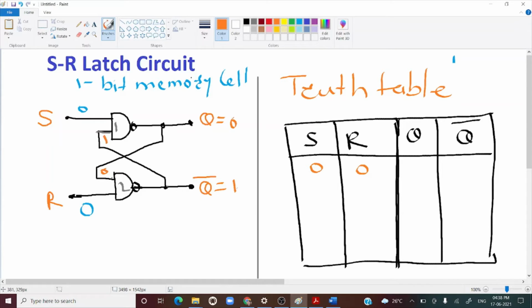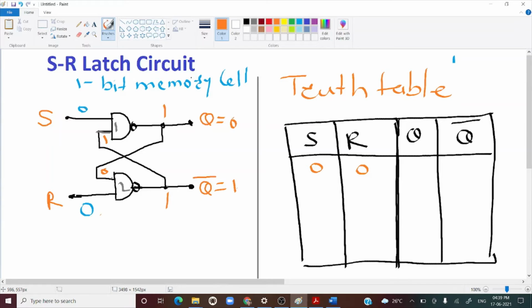Okay. Now in the first and second NAND gate, you can observe that one of the inputs of both the NAND gates is 0. This is 0, this is 0. So the output of both the NAND gates will be forced to be equal to 1. So here Q and Q bar both will be equal to 1.